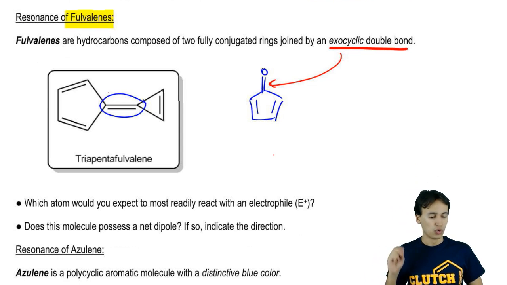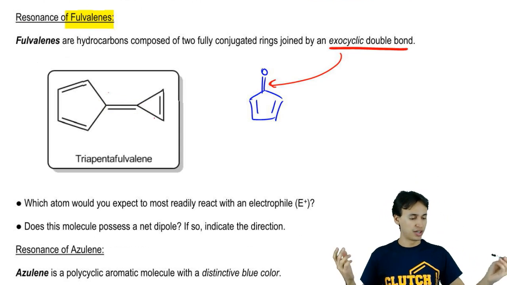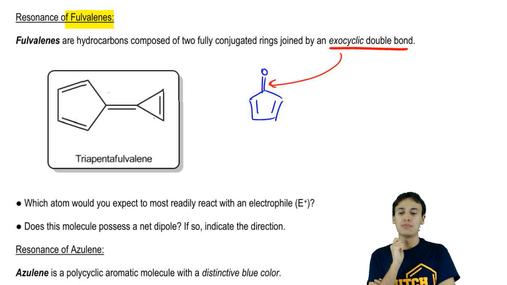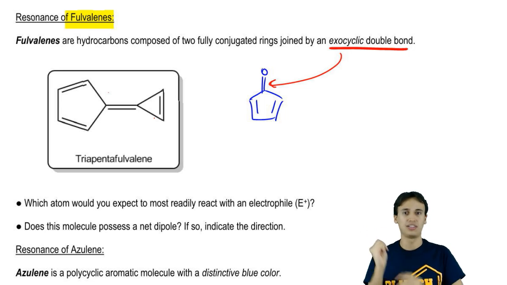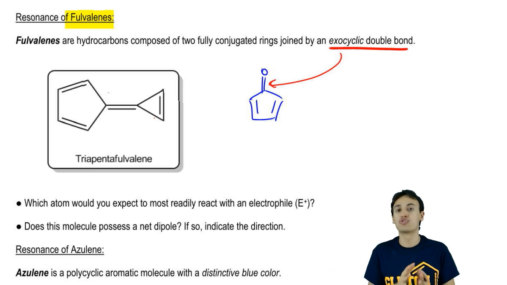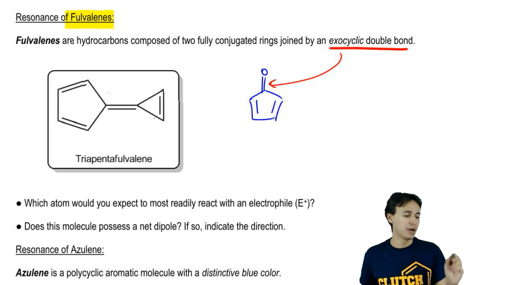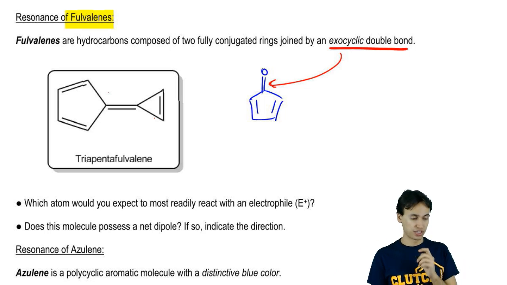So here we have two questions about this molecule that I'd like to answer. One question is, which of the following atoms, notice there's 8 atoms on this molecule, which of them would you expect to most readily react with an electrophile E positive? So that's already like a huge question. You might be like, I have no idea how to answer that. Second of all, does this molecule possess a net dipole? If so, indicate the direction and draw it, okay? This is definitely a little bit beyond our level right now because we haven't discussed it, but this turns out to be a pretty easy question, okay?